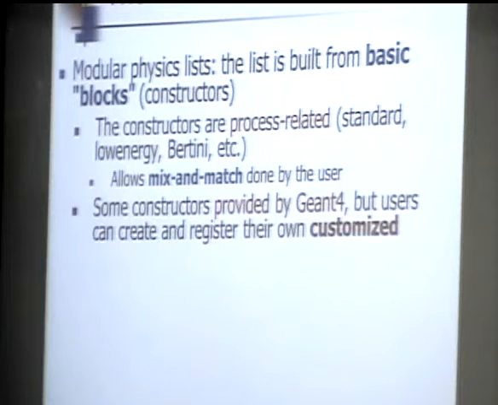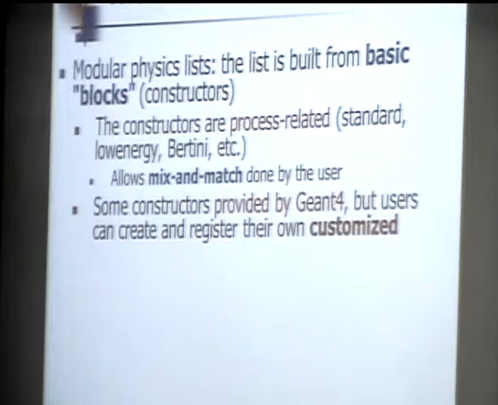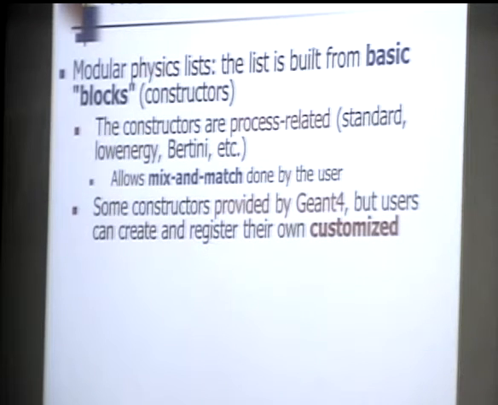So they invented something which is the modular physics list. You don't build the physics particle by particle, process by process, but you build with building blocks. You have a building block for electromagnetic physics, you have a building block for inelastic interaction of hadrons, you have a building block for decays, and you can mix those building blocks.